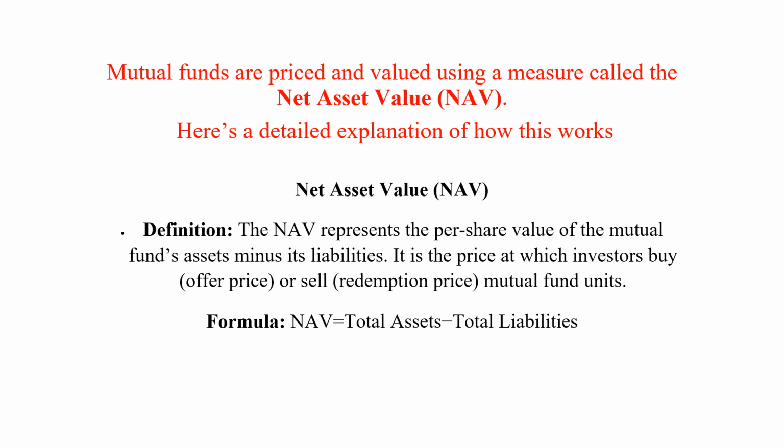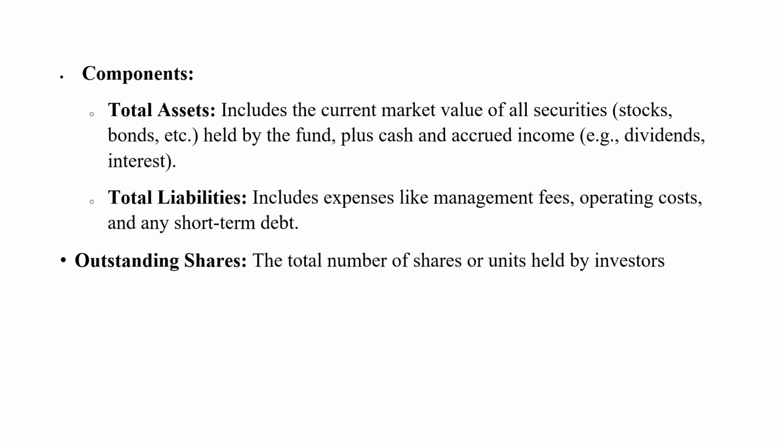Now, coming to the components of NAV calculation, we can go to the next slide, where I show the net asset value and the mutual fund price, and how it is calculated using this formula. Next, some of the components you will see here: total assets. I said NAV is equal to total assets minus total liabilities, and then you divide by the number of outstanding shares.